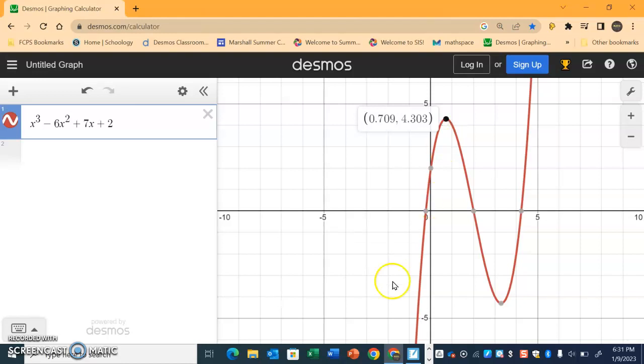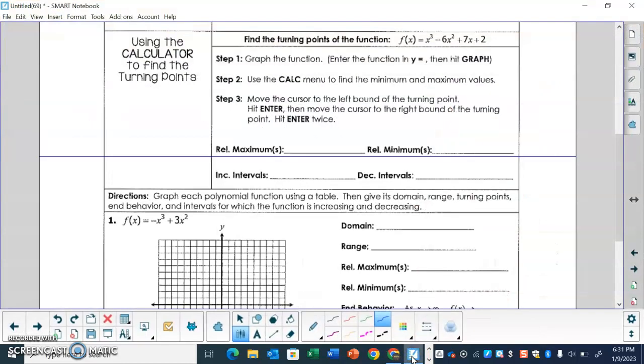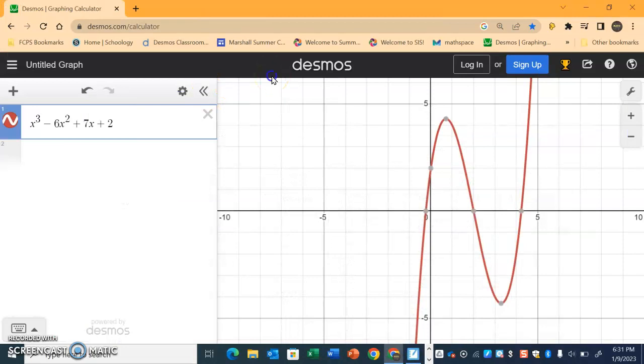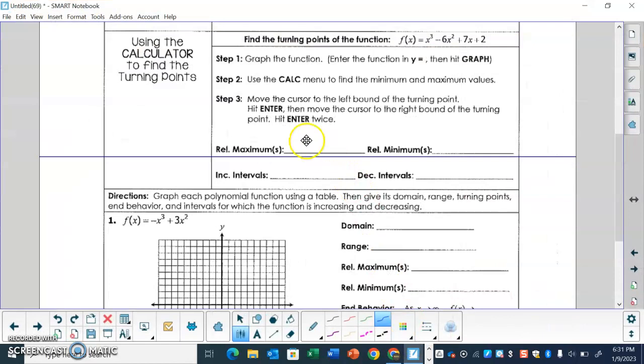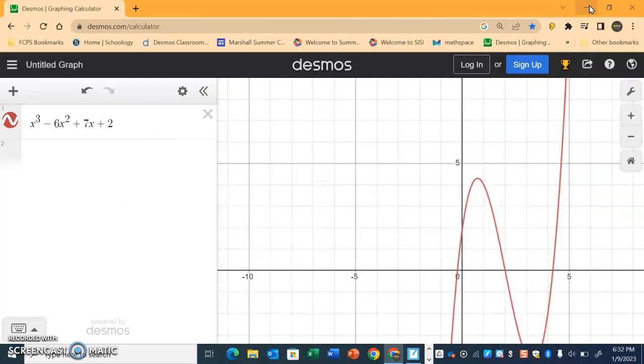So let's go ahead and put that on. That was 0.71, comma, 4.3.